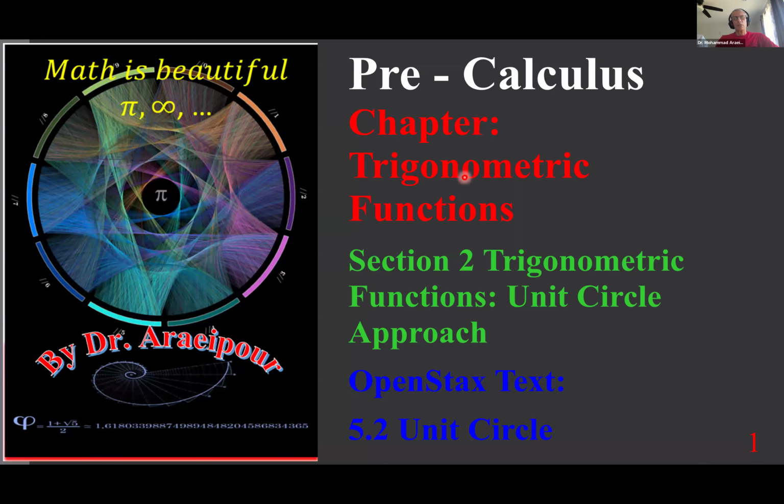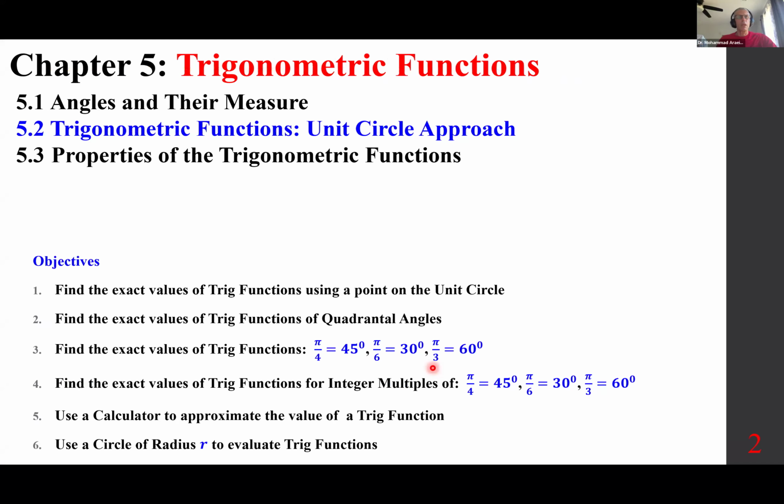Good afternoon, class. We are looking at section 2 of trigonometric functions, the unit circle, 5.2 Unit Circle. So we covered angles and their measures. Now trigonometric functions, unit circle approach, and properties of the trigonometric functions. Here are the objectives for this section.